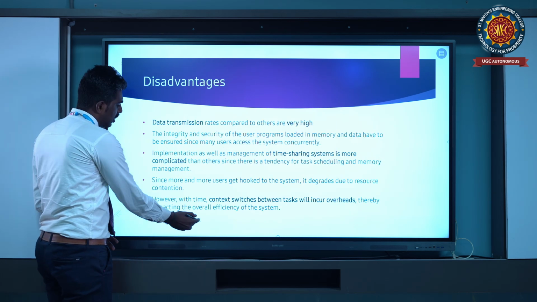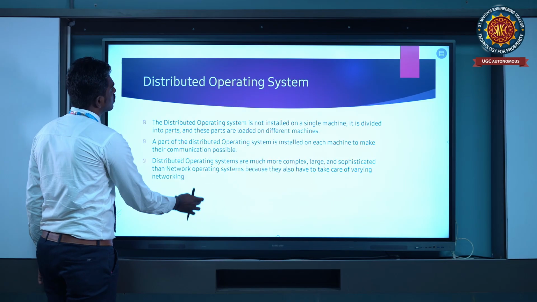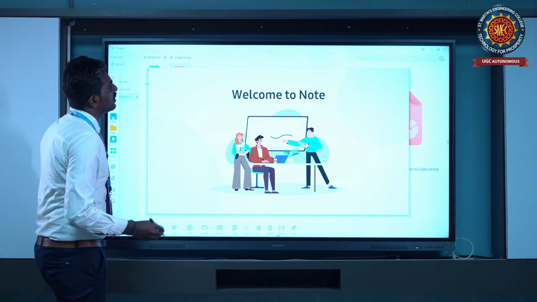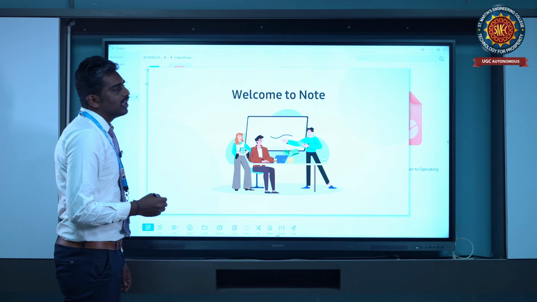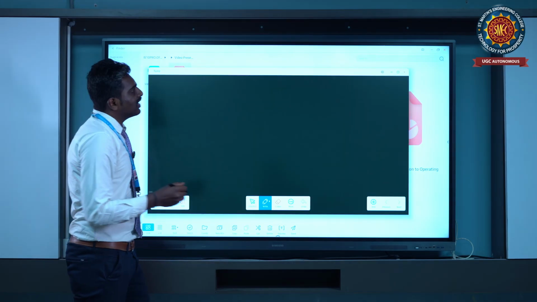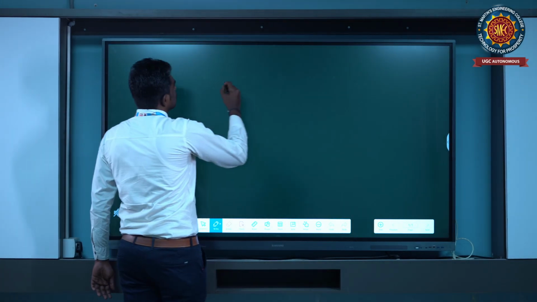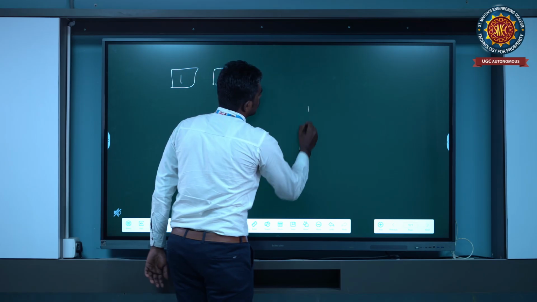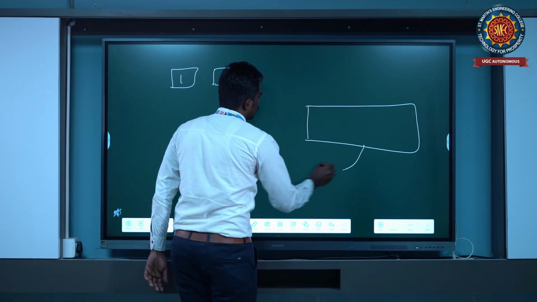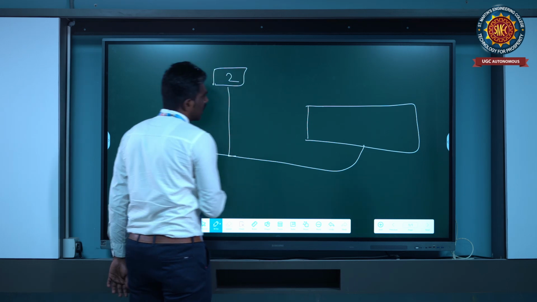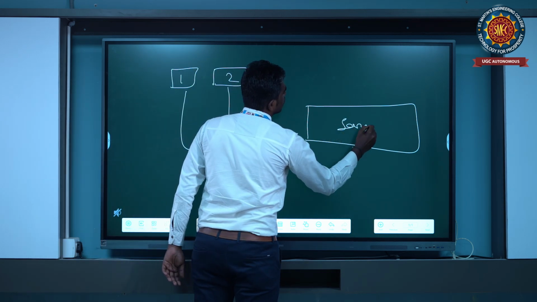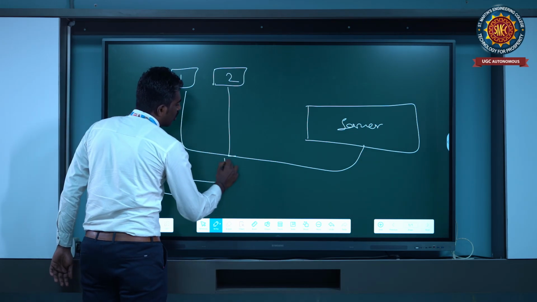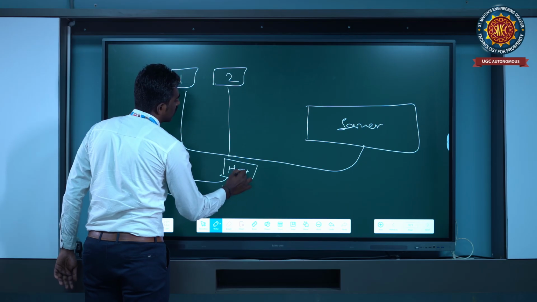And next I go to the distributed operating system. In the distributed operating system, we are using the LAN communication methodology. For example, this is system 1, this is system 2, all are connected to the server to communicate with the LAN network. Okay, this is the server, and system 3 is also connected with the hosting server, host 2, connected to the network.